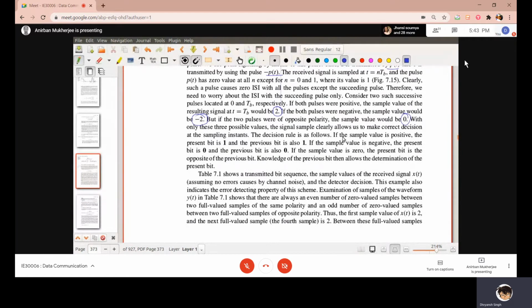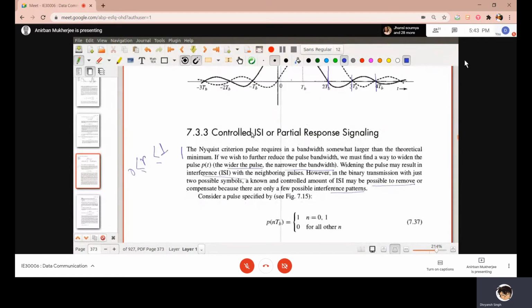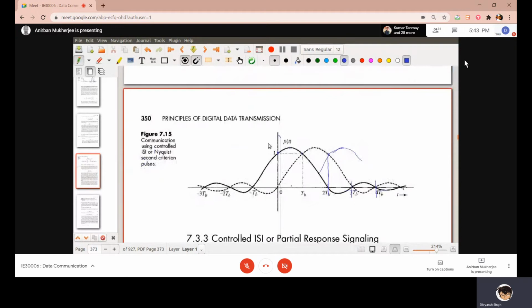And what I would like to say is, I am choosing the pulses as a slightly delayed version, but I am sampling at this point. These are my sample points. So when two pulses are of the same polarity, this is 1, this is 1, so the value at TB will be 2.